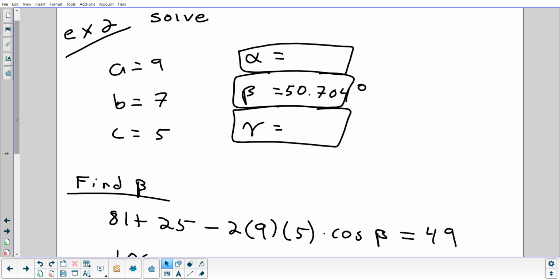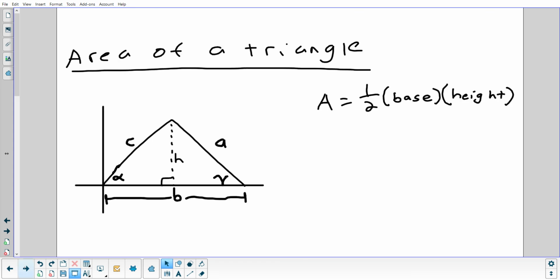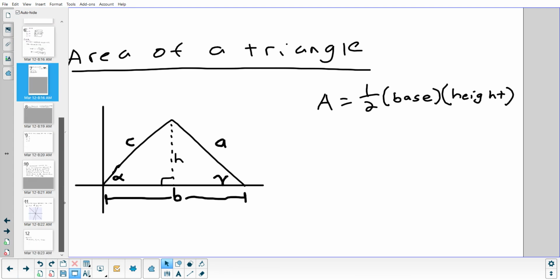So, any questions on that? All right. So, let's see. This one and this one.